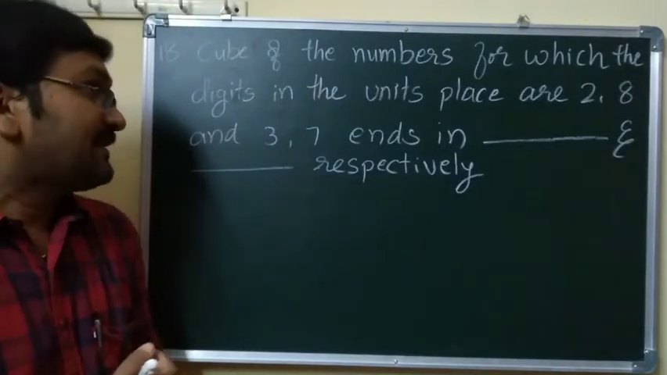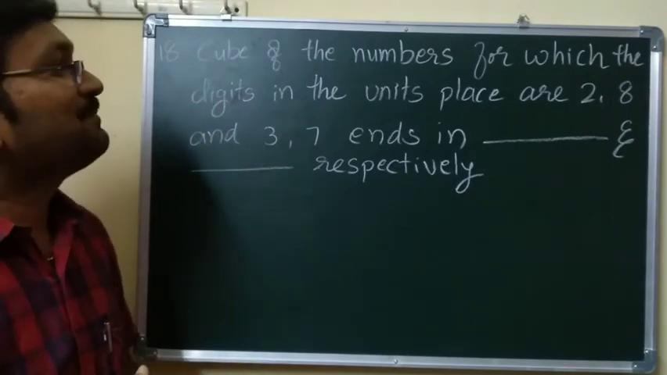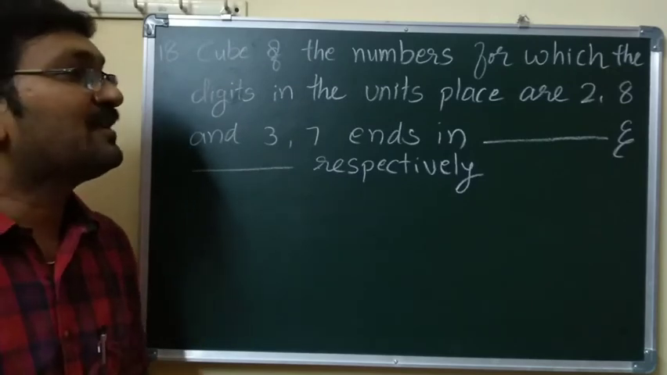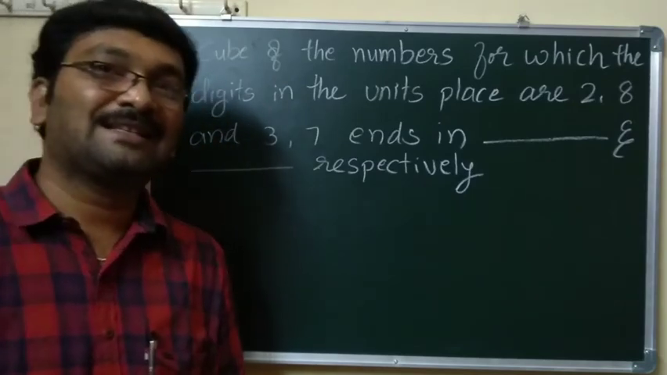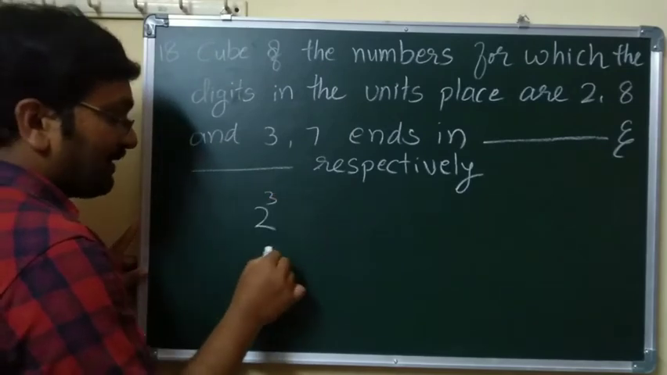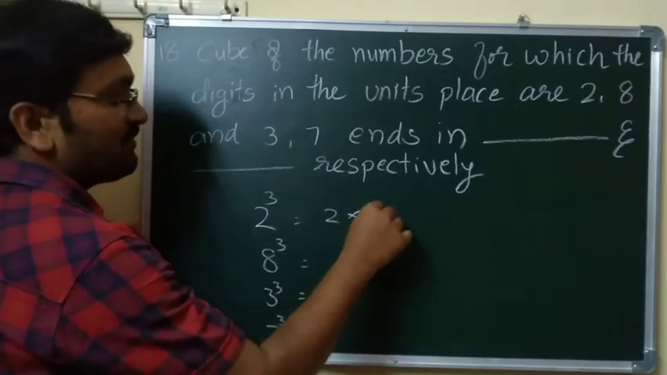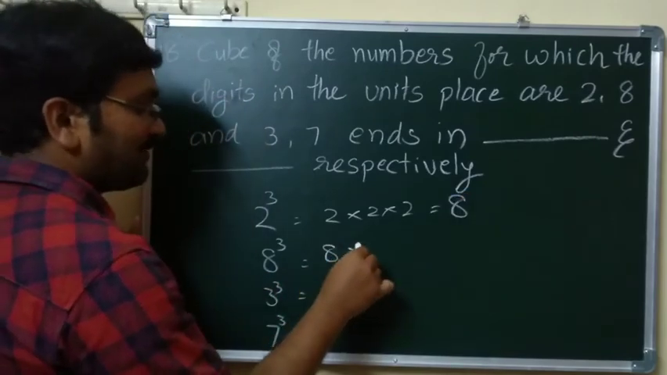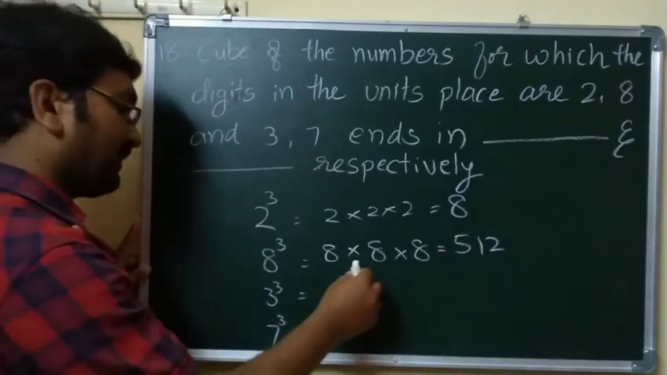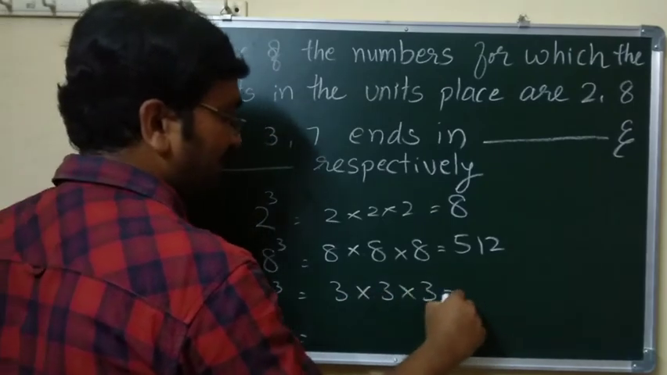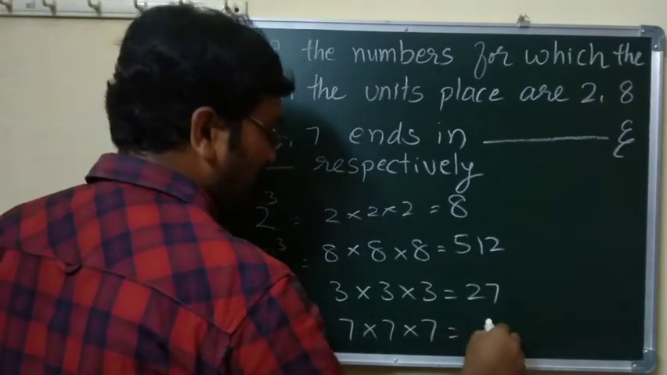Okay, the next one is the 18th question. Akshit Verma, concentrate on the board. The cubes of numbers whose units digits are 2 and 8, and 3 and 7, end in a dash and dash respectively. So 2 cube, 8 cube, 3 cube, 7 cube. 2 cube is 2 into 2 into 2, that is 8. 8 cube is 8 into 8 into 8, 64, 8 sixty-fours is 512. Next 3 cube is 3 into 3 into 3, which is 27. 7 cube is 7 into 7 into 7, 7 sevens is 49, 49 sevens is 343.